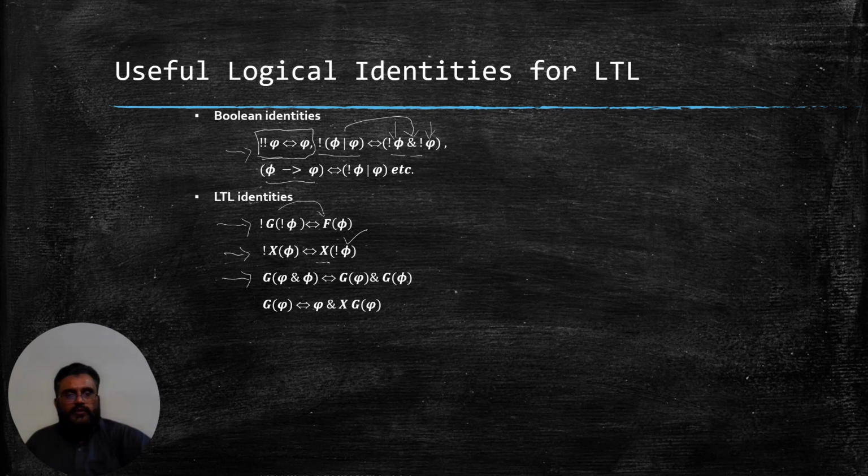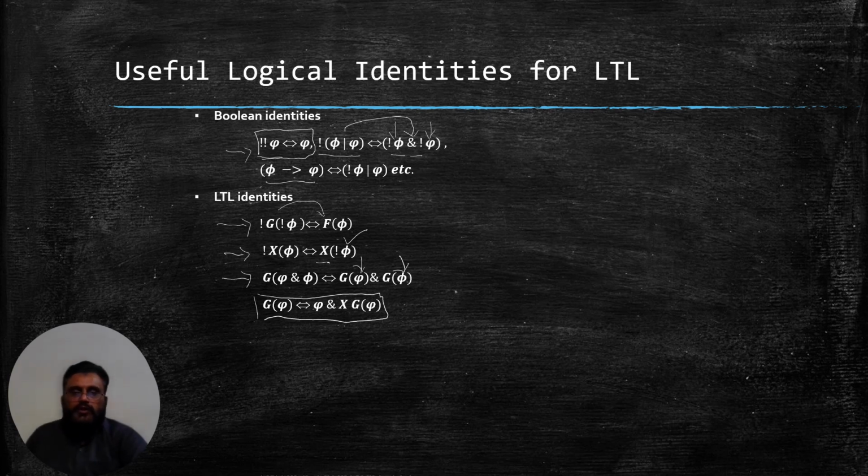Next is the case of distribution. If we say that globally phi and psi hold, then we can pass the global operator onto the components. This is equivalent to saying G phi and G psi. This one is interesting, and it will be used in our test case process. So we can split this up.